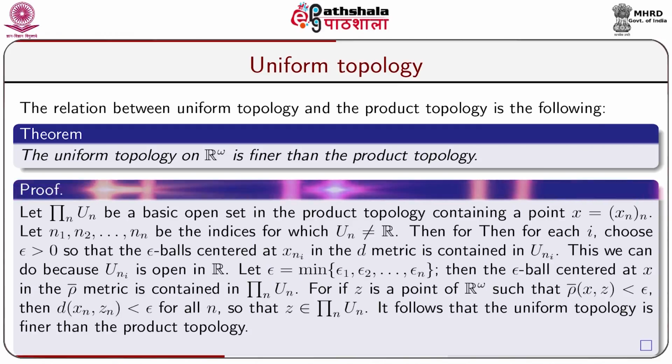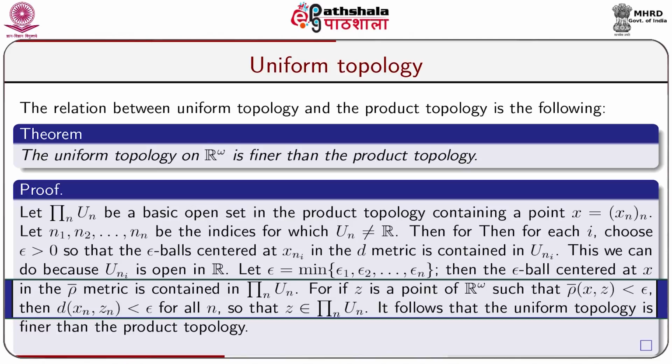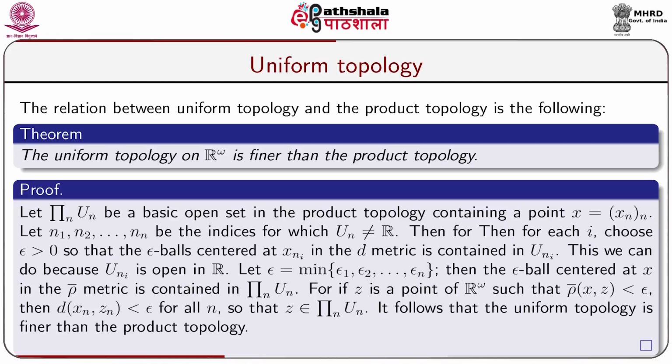This we can do because U_{n_i} is open in R. So, let us take epsilon equal to the minimum of epsilon_1, epsilon_2, ..., epsilon_k. Then the epsilon ball centered at x in the rho bar metric is contained in the product of U_n. For if z is a point of R^omega such that rho bar(x, z) less than epsilon, then d(x_n, z_n) less than epsilon for all n, so that z belongs to the product of U_n. It follows that the uniform topology is finer than the product topology.